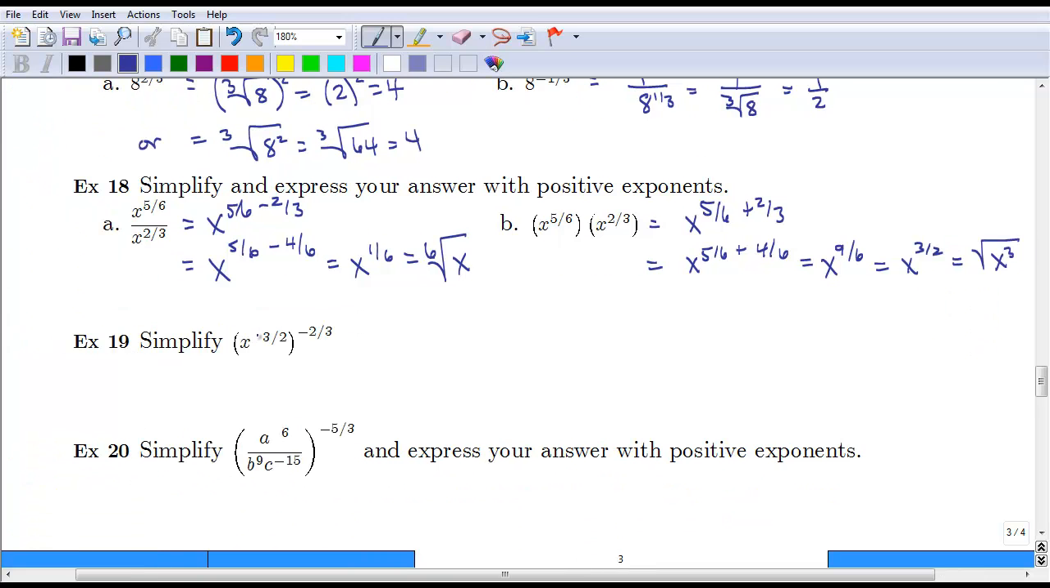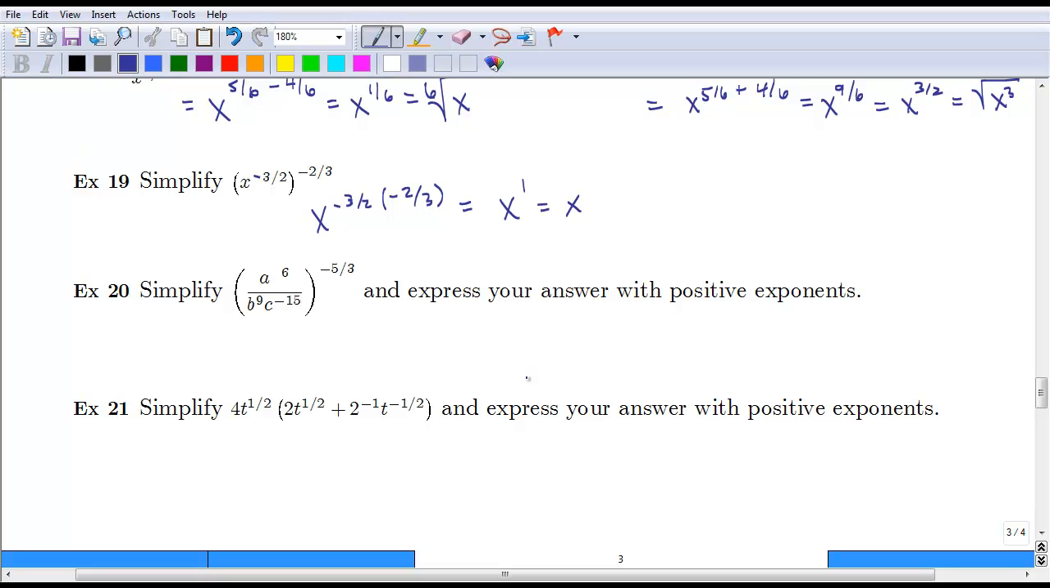A couple more examples. We can use, again, the laws of exponents. In this case, if we've got x to the negative 3/2 to the negative 2/3, we are just going to multiply these two exponents together. And one of the nice things about this is that they are reciprocals of one another. So 3/2 times 2/3 is simply 1, so we get x to the first power, or x.